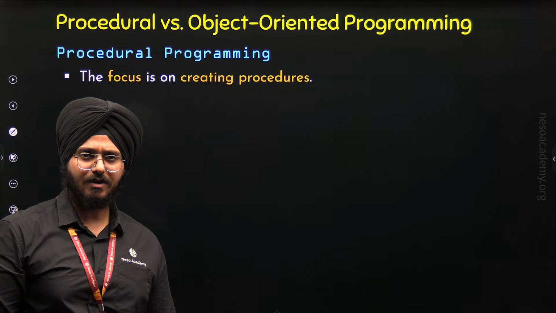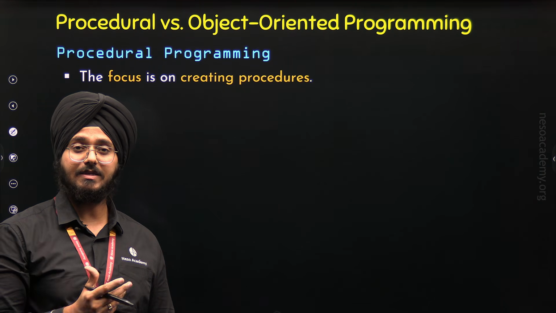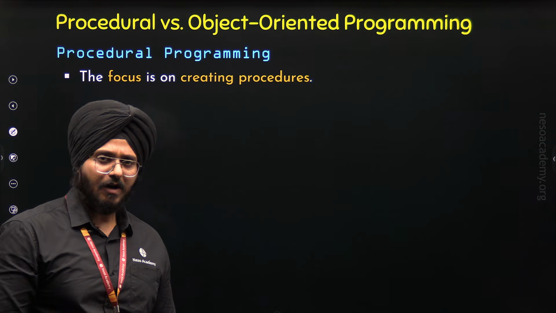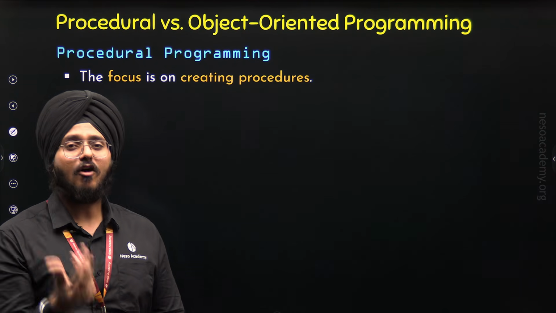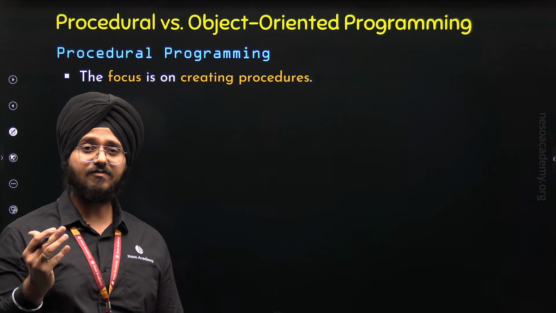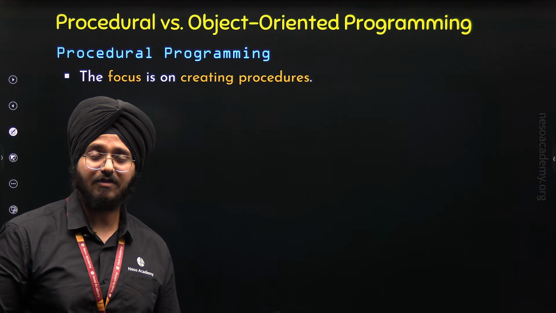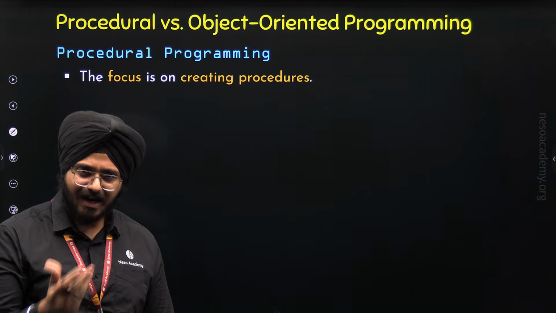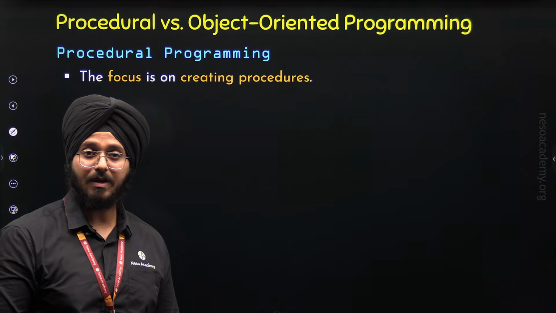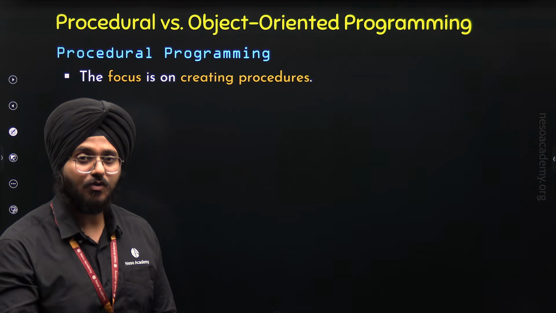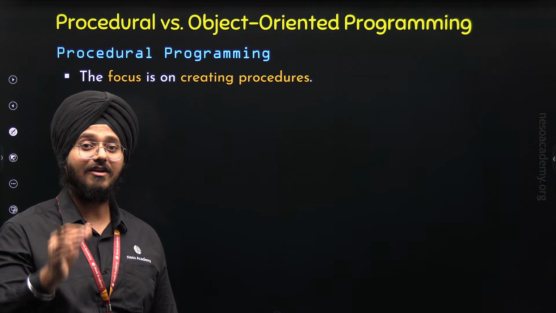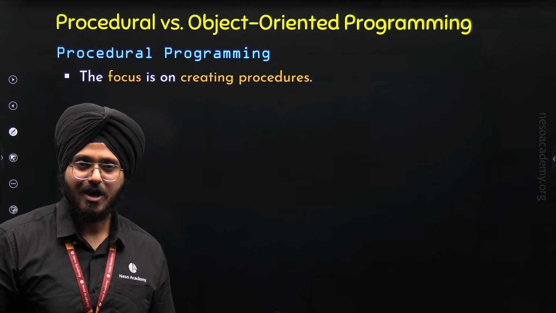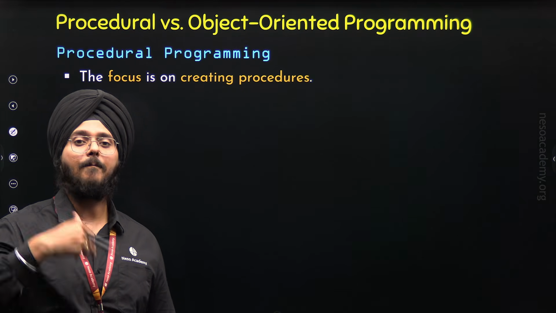We know what a function is. A function is something that has the capability to perform some task. If we have multiple functions, then we would be able to perform multiple tasks. When these functions are combined together, then we would be able to solve a big problem. And that is exactly what procedural programming is. In procedural programming, the focus is in creating procedures, or in other words, functions. Through functions, we solve big problems.